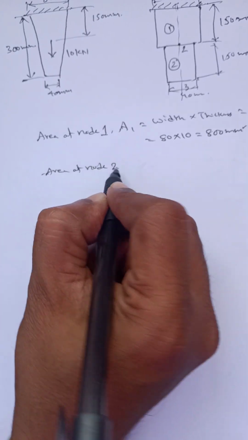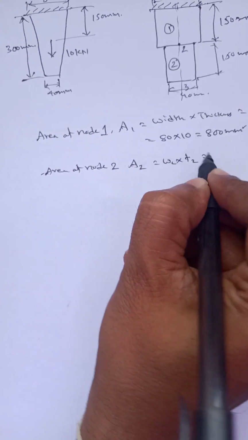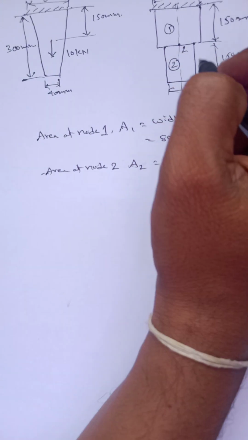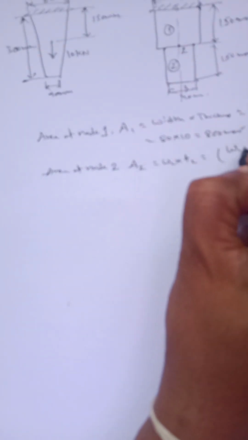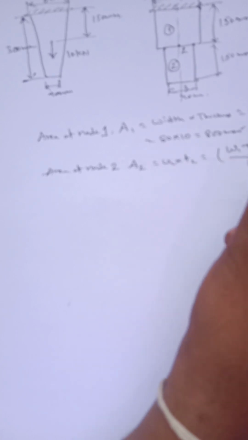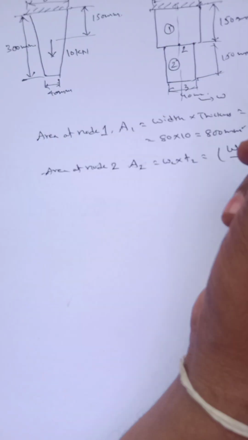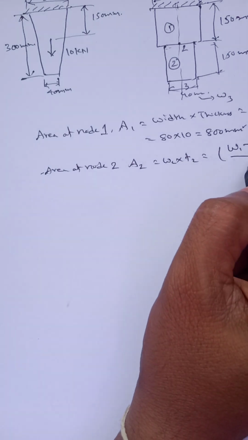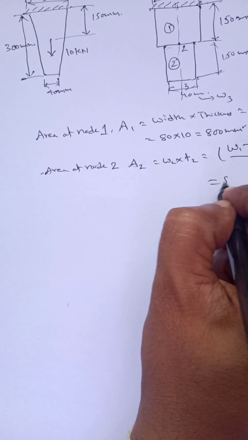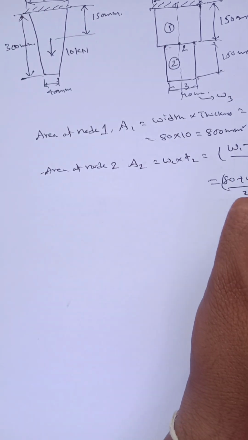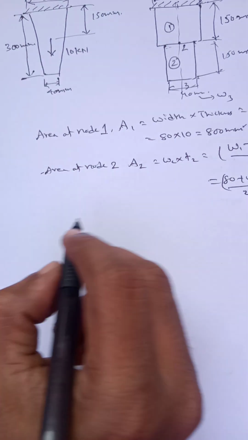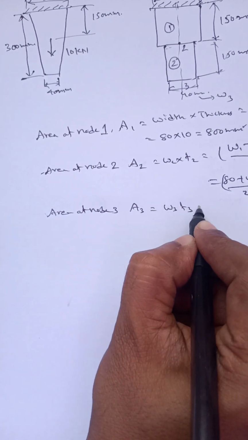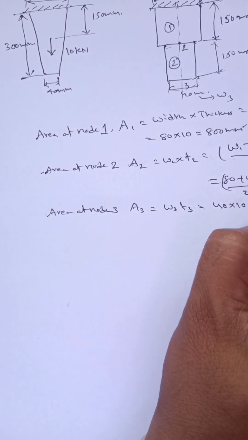Area at node 2: A2 equals W2 into T2. I don't know the width at node 2, so I am going to take the average of the first and second widths. W2 equals W1 plus W3 divided by 2, into T2. Here 80 mm is W1 and 40 mm is W3. So 80 plus 40 divided by 2, into 10 mm, gives 600 mm square. Now area at node 3: A3 equals W3 into T3, 40 into 10, that is 400 mm square.